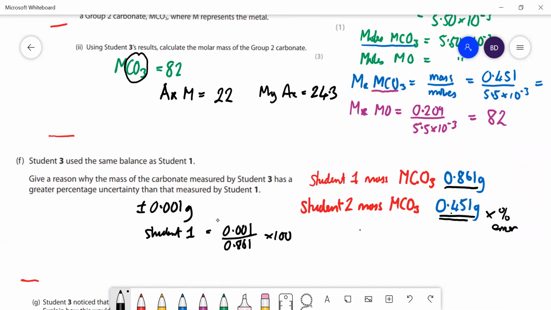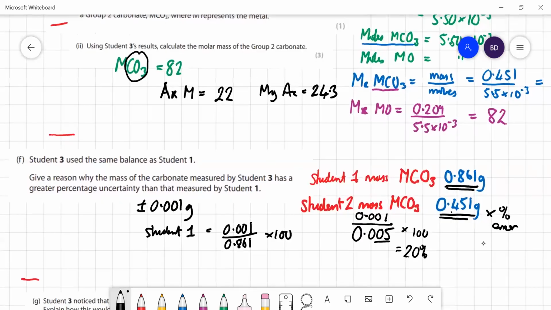But of course, it would be an issue if you were measuring out masses like 0.005 and the balance is only accurate to that much, then you are going to be out by, times 100, that's equal to a 20% error, which is huge. So you shouldn't use a balance of that accuracy to measure out such small quantities. Anyway, this student has a lower error because he's weighing out a larger mass of the carbonate.